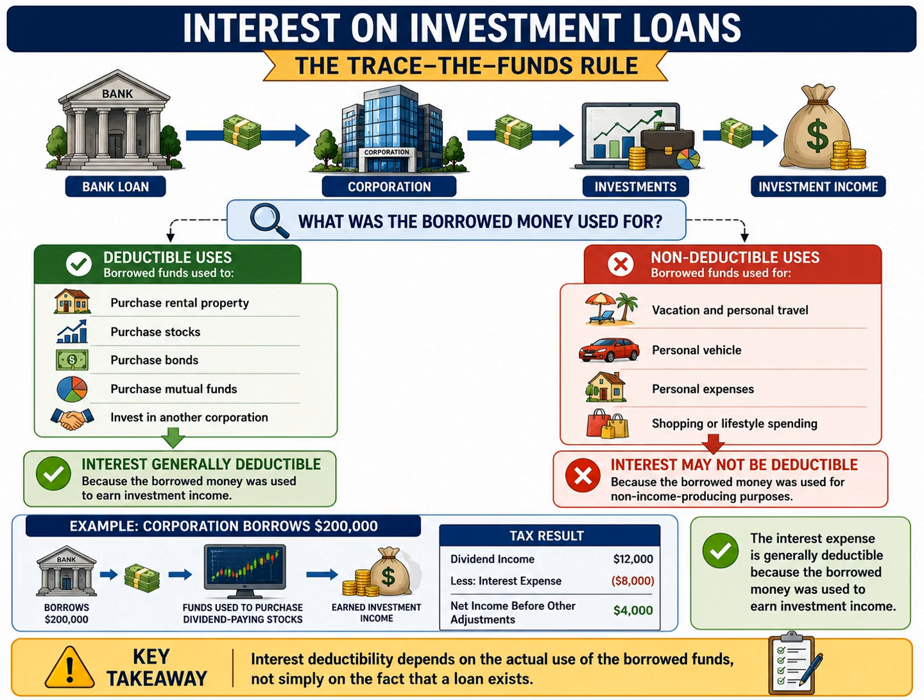The key takeaway is simple but powerful. Interest deductibility depends on the actual use of the borrowed funds, not merely on the existence of a loan. Always follow the money. Determine how it was used, and then evaluate whether the interest expense is connected to earning investment income. Mastering this principle will help you correctly identify deductible interest expenses and avoid one of the most common errors in corporate tax preparation.